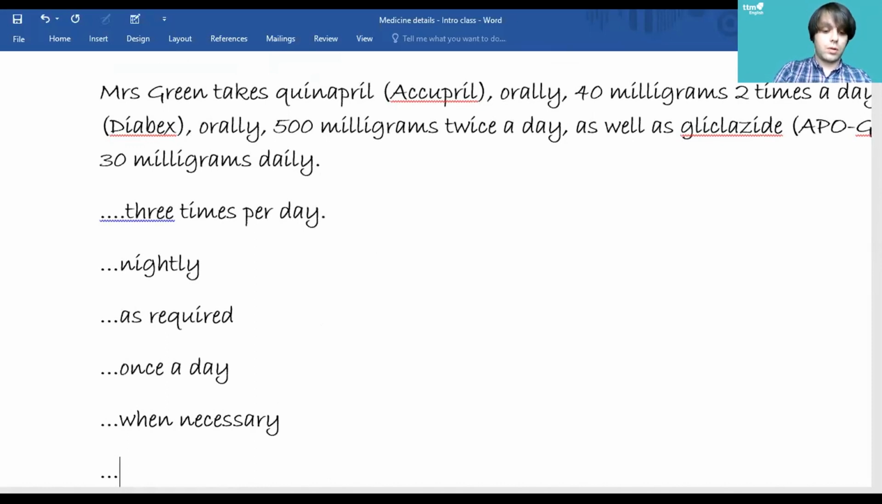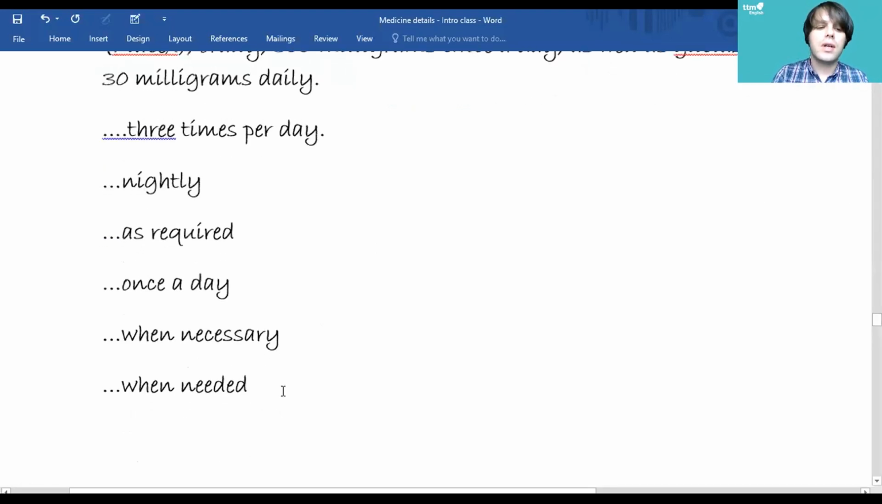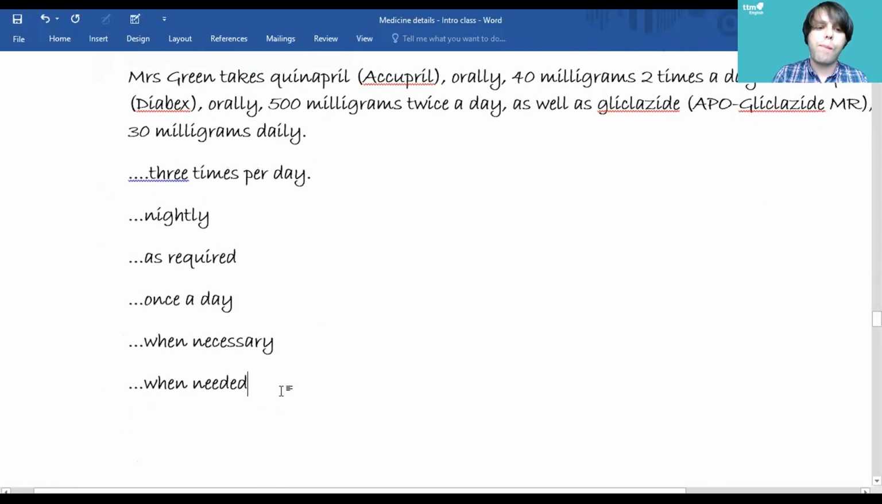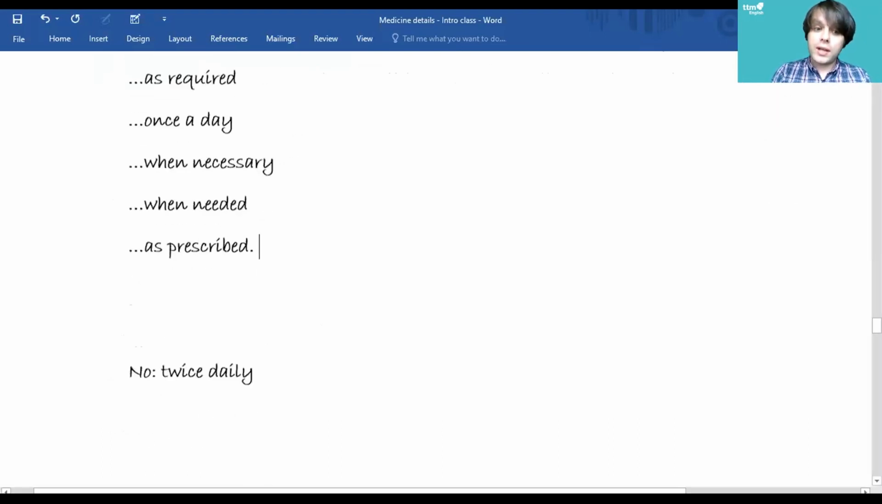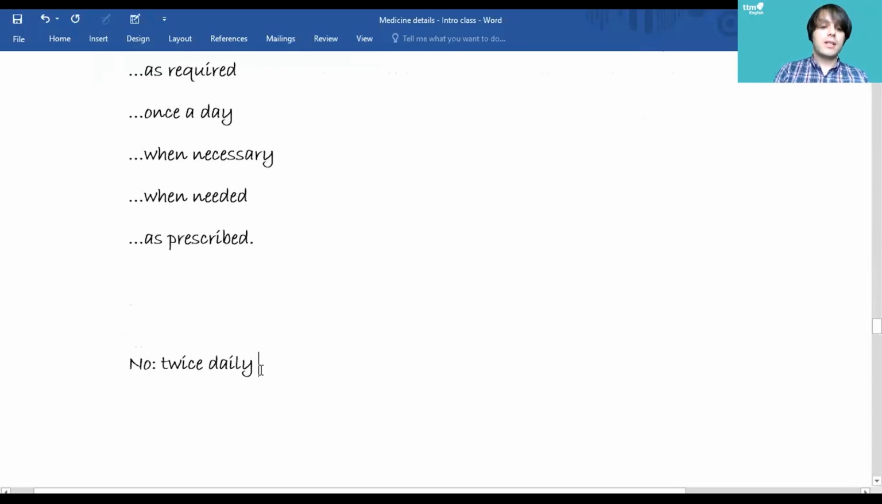As recommended. What does that mean, as recommended? Recommended by? As prescribed. As prescribed is better. Okay. As prescribed. In the morning. In the morning, we've got all that kind of stuff. We're not going to say twice daily, and we're not going to say as recommended, because that doesn't sound right.